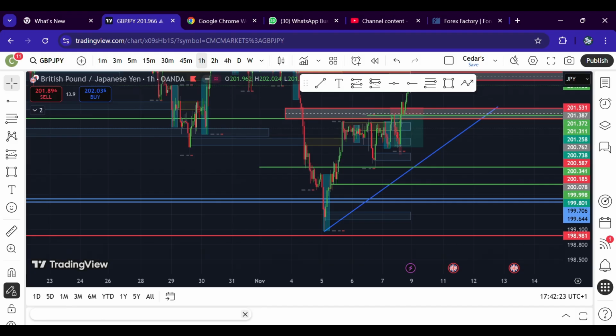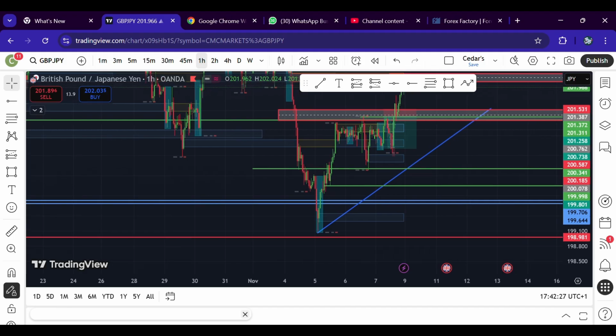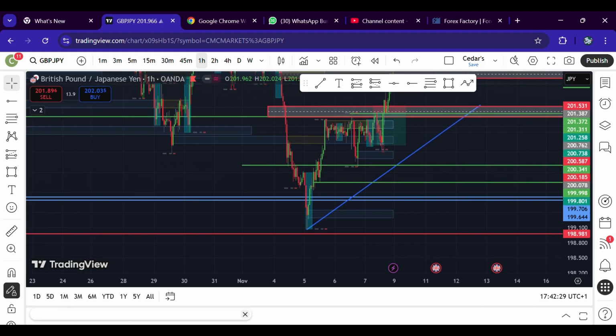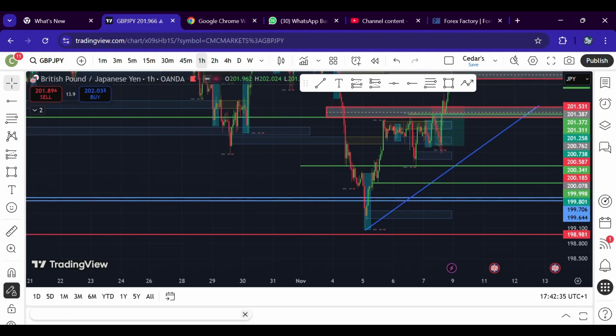This is a trade recap on GBPJPY. This is the first trade I made in November. This trade was placed yesterday. I'm going to be breaking down market structure, how I took the trade, and my bias on the trade.